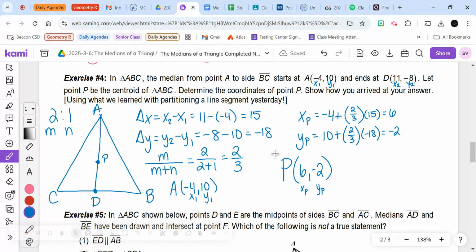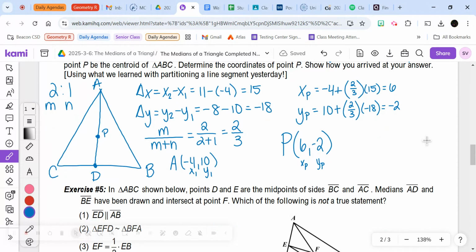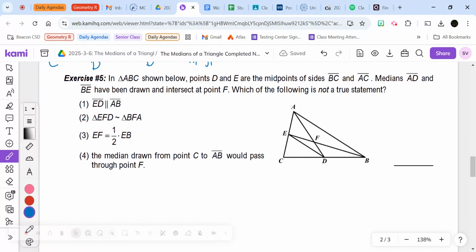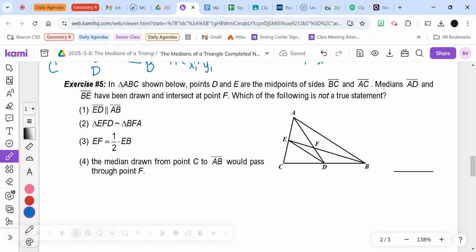So that is all what we did yesterday. The only thing that's new with what we did yesterday is the fact that we have the 2-to-1 ratio there because we're working with medians. So this 2-to-1 ratio, you need to know that, because in this question, as you can see, they don't even give you that ratio. You need to know it. Okay, so just keep that in mind. All right, this is the last exercise, and then you guys can work on the homework questions.